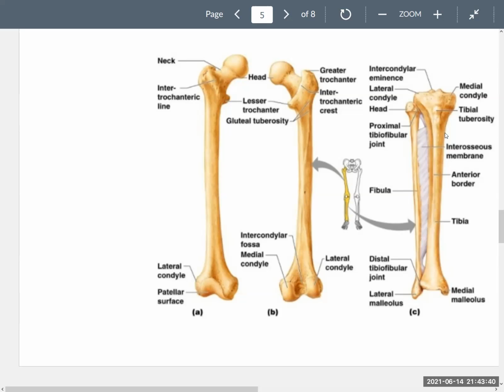On the other side of the tibia, come down, and on the medial side, remember, fibula is lateral, then the tibia is medial. This is the medial malleolus, and that's your inside ankle.